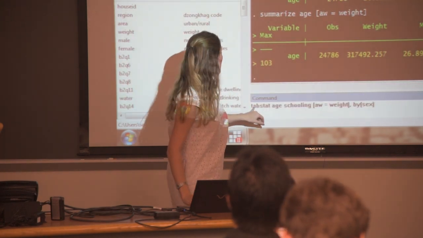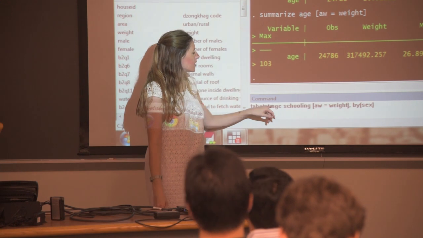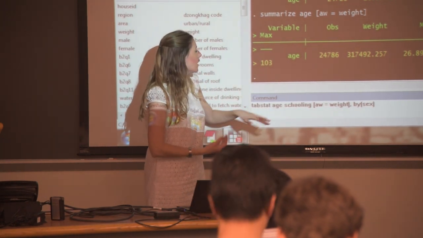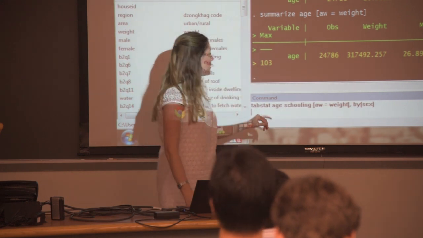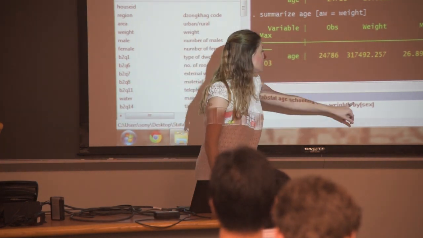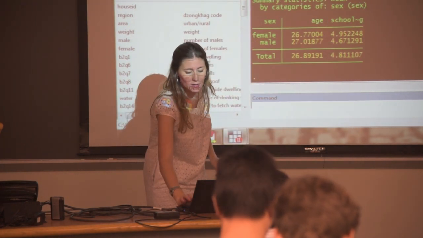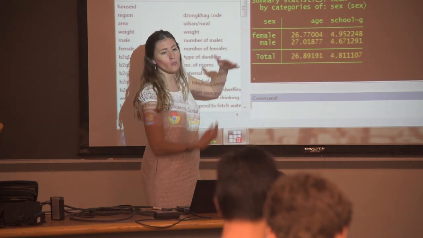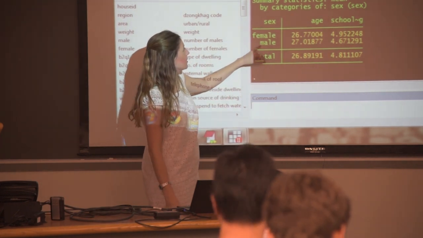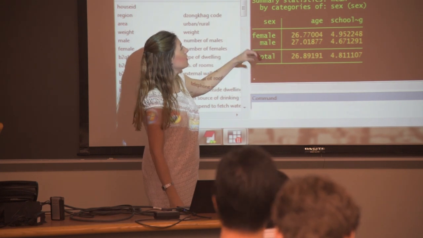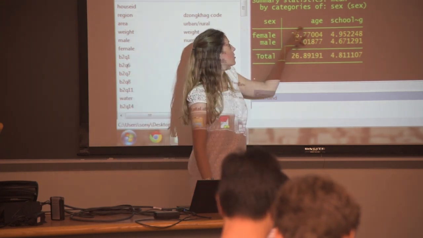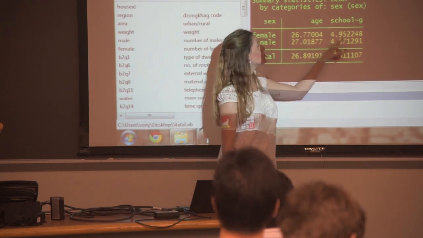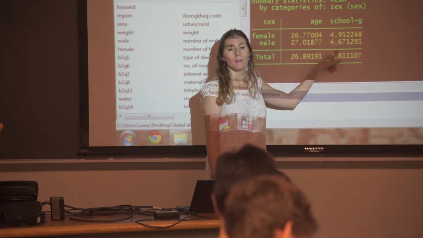So in this case, we write the command tabstat, the two variables that we want to cross, and we tell them that we're going to do it by sex. Oh, we're going to do that later, I'm sorry. So first we're doing it by age, then we're going to cross those other two. So now we see what's the average age for female, the average age for men, the average schooling for women and for men.